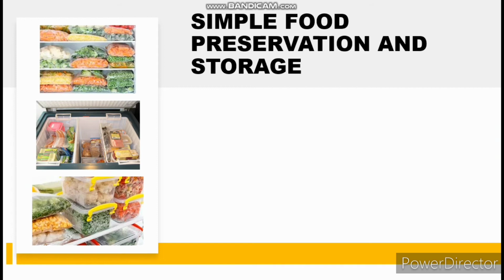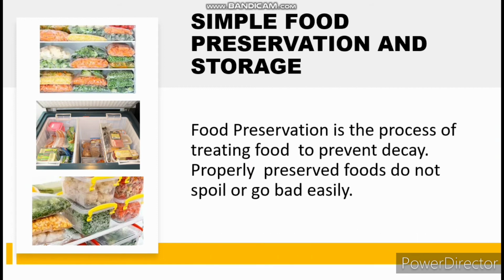Let's start with the meaning of food preservation. Food preservation is the process of treating food to prevent decay or decomposition. Properly preserved foods do not spoil or go bad easily. When you take care of your food, when you are able to use food preservation properly, then the food will not go bad. Food preservation usually involves preventing the growth of bacteria, fungi such as yeast, or other microorganisms in food.